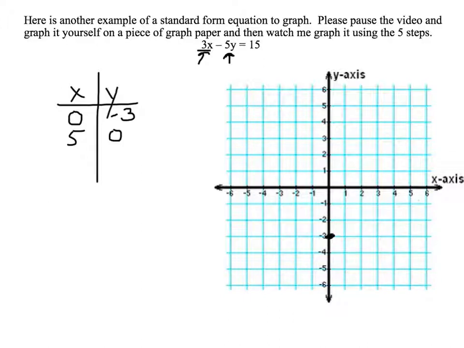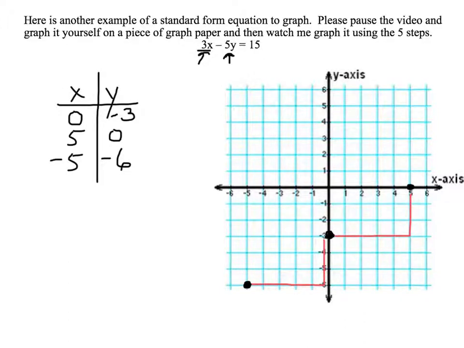Here's the point 0, negative 3, which is also known as the y-intercept. Here's the point 5, 0, which is also known as the x-intercept. Those are 2 points that would satisfy that particular equation. To find a third point, I'm going to take a look at what the slope would be between those 2 points. To get from one point to the next point, I could go down 3 and over 5. So to get to another point, I'm going to have to go down 3 and over 5, which would put me at this spot right here. That particular point is the point negative 5, negative 6.